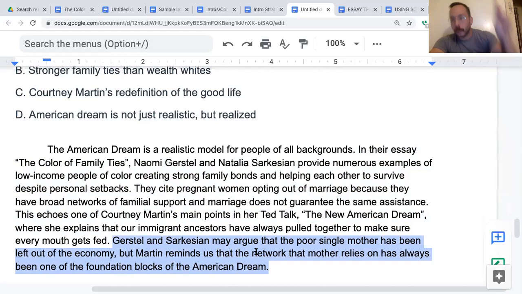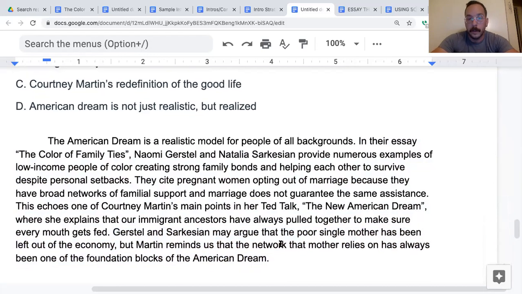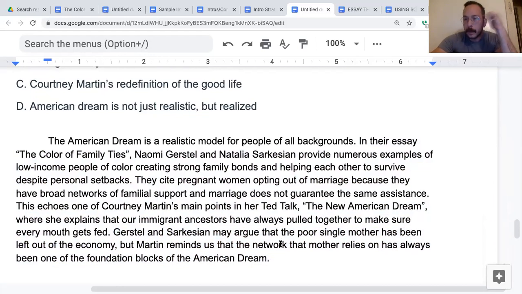So see, these paragraphs are kind of a perfect loop, right? We don't repeat ourselves, we reinforce our points. Also note, I'm pretending that this is the first paragraph where I'm naming The Color of Family Ties and where I'm naming Courtney Martin's TED Talk. If it's the first time in the essay where I'm naming these things, then I have to say the title and I have to say the first and last names of the author. If it were not the first time, I could simply refer to the authors by their last name, and I wouldn't even have to mention the title of the piece, so long as I've already done it the first time they were mentioned in the essay, okay?